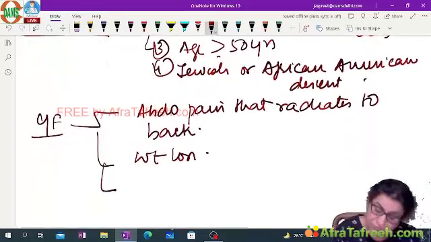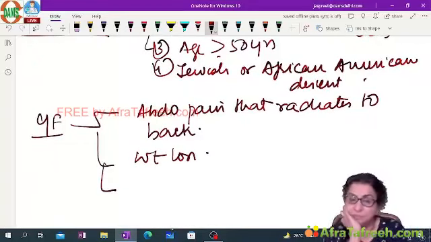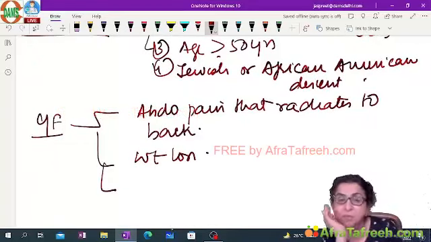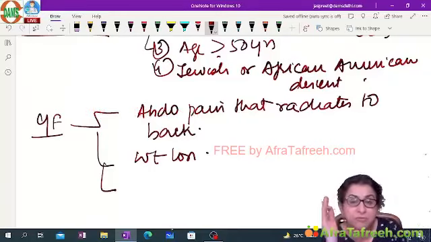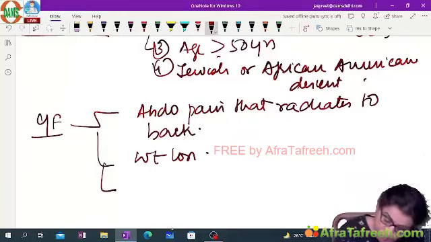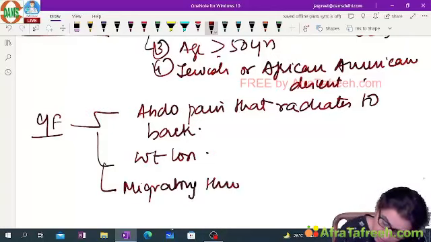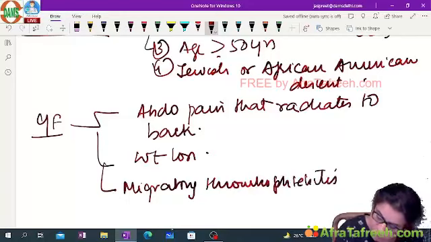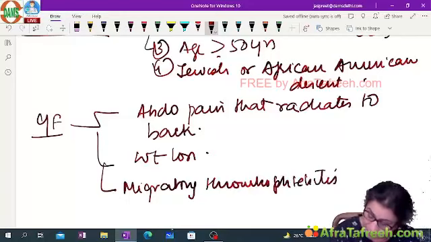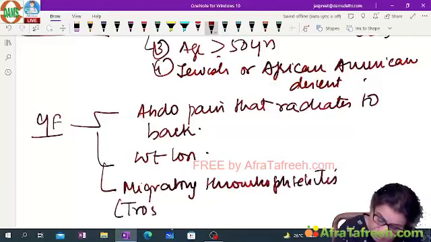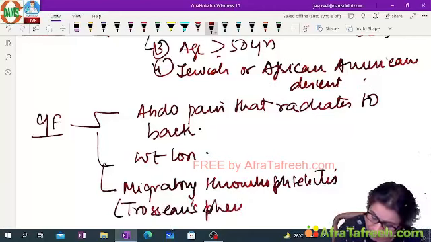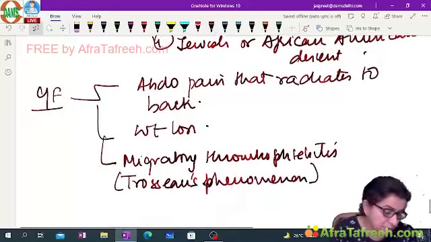Third, very important, which we have already read in the neoplasia chapter, Trousseau's phenomenon or migratory thrombophlebitis. So patients with pancreatic cancer can have migratory thrombophlebitis, which is also called Trousseau's sign or phenomenon.